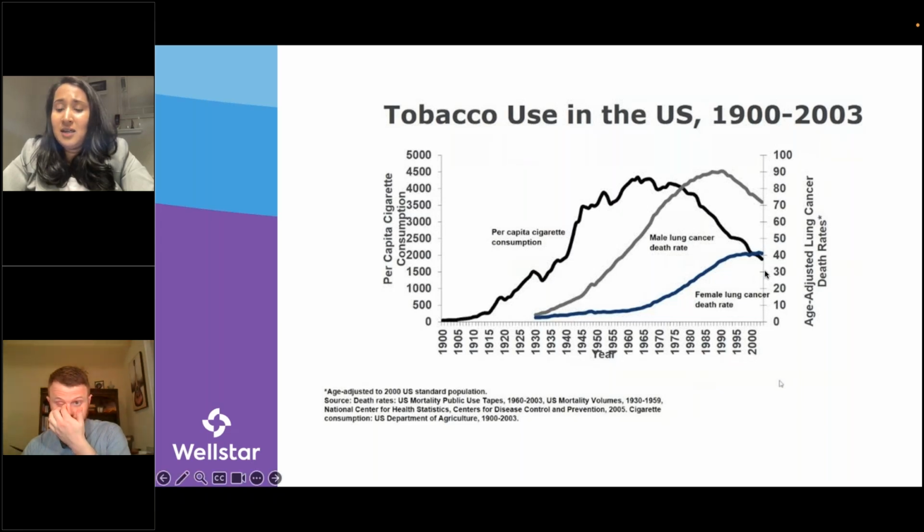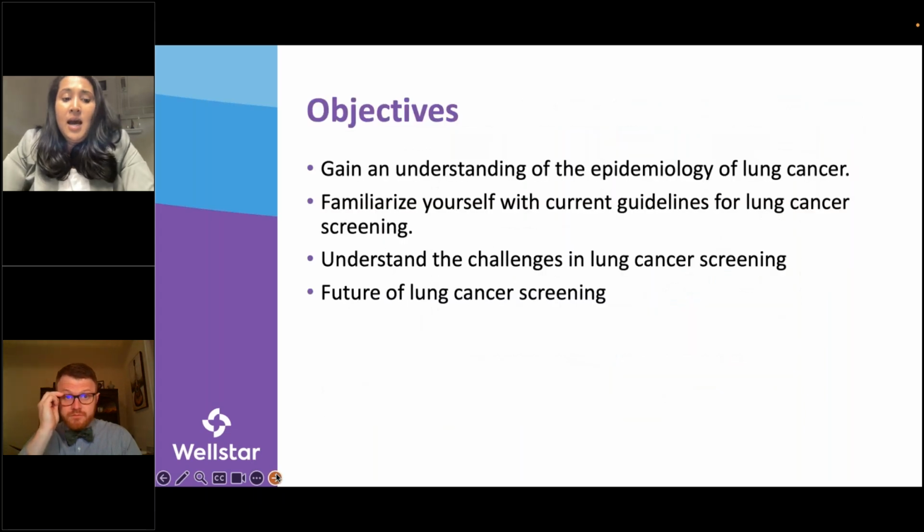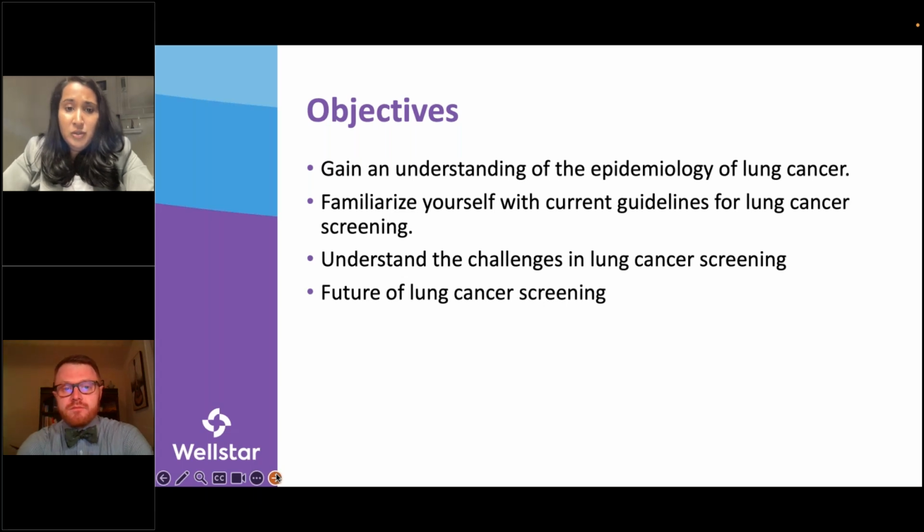So this lung cancer death rate is just now starting to stabilize and presumably has started to decline over the last couple of years. So all of this being said, lung cancer is definitely something that we should be concerned about. And we'll next look into guidelines for lung cancer screening and how we got to that.